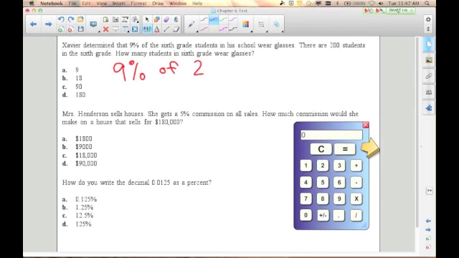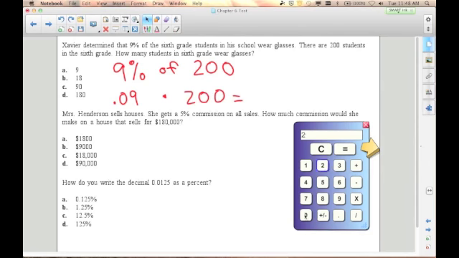For this one, it is percent of a number. When I take the percent of a number, I turn the percent into a decimal and I multiply it by the number, which I'm doing on the calculator right now, and it's going to be 18.